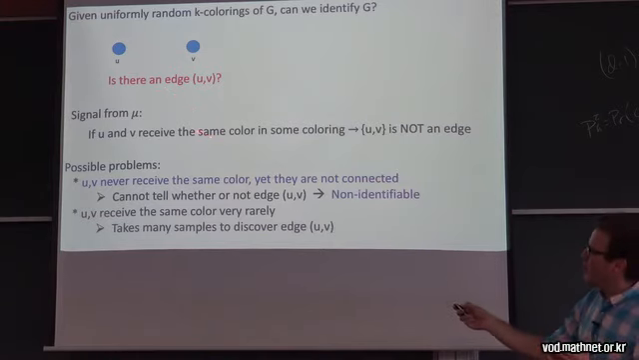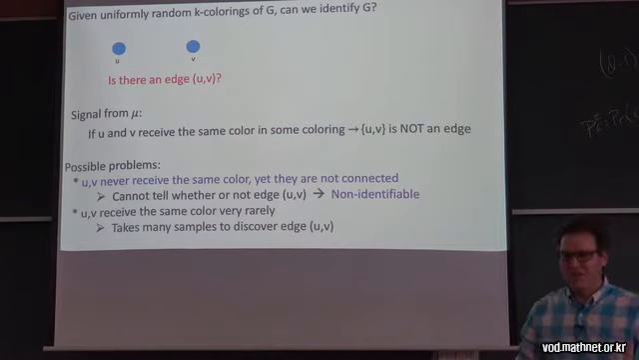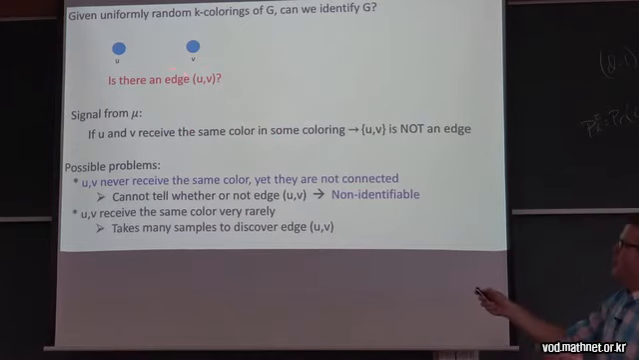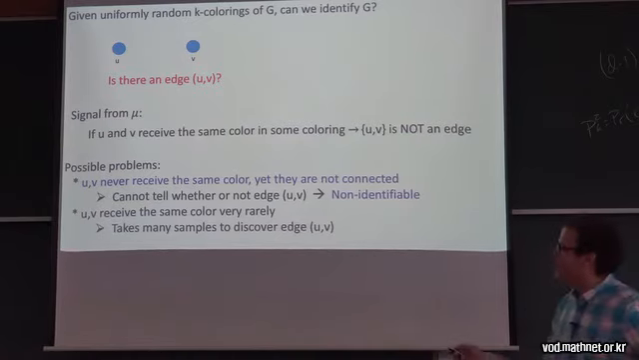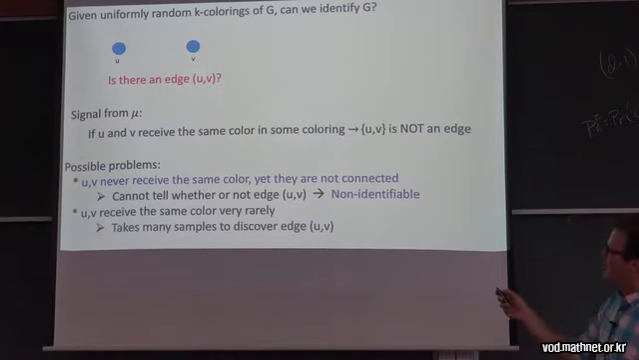Well, certainly there's no edge if they get the same color in some. If they both get blue, then you know there's no edge between them, okay? And that's actually the only thing you can do for this problem. So all that matters is the analysis of this algorithm. So does this work?